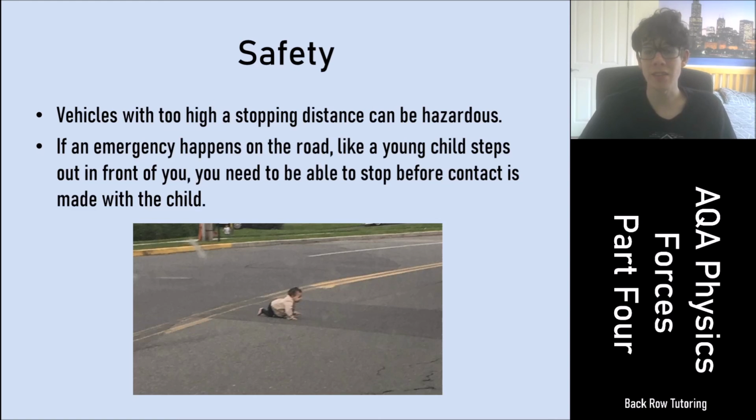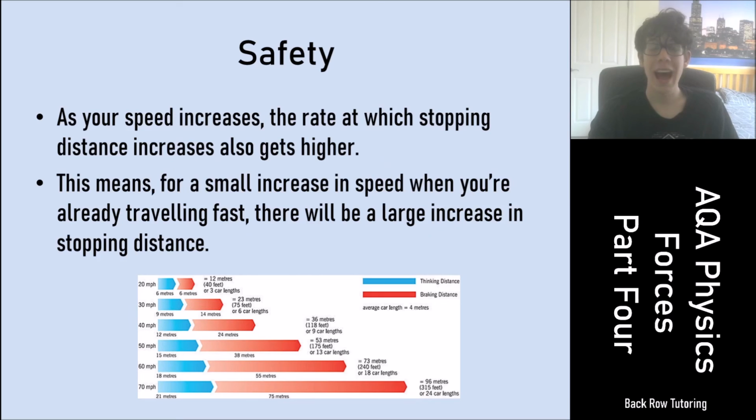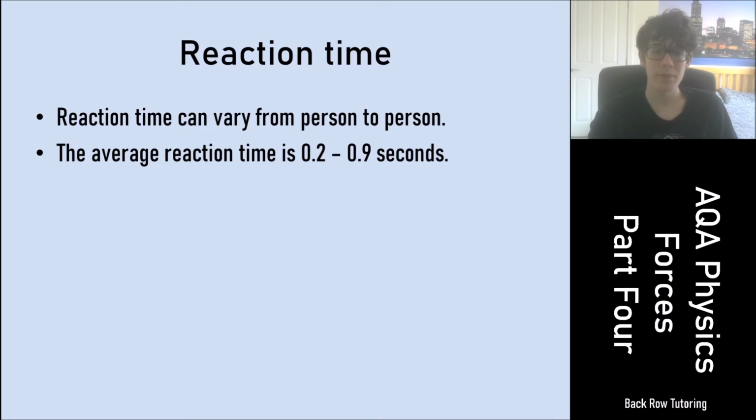Vehicles with too high a stopping distance can be hazardous. If an emergency happens on the road, like a young child steps out in front of you, you need to be able to stop before contact is made with the child. As your speed increases, the rate at which stopping distance increases also gets higher. This means for a small increase in speed, when you're already travelling fast, there will be a large increase in stopping distance. Reaction time can vary from person to person.